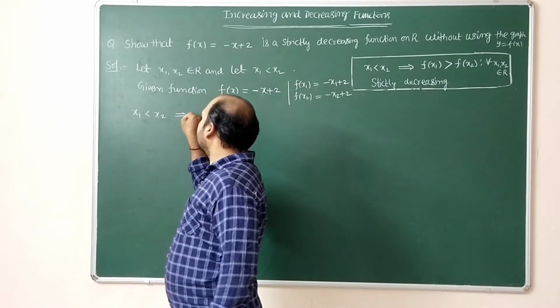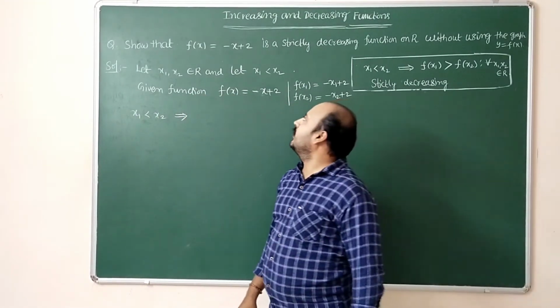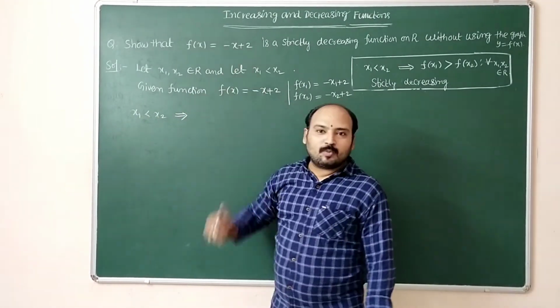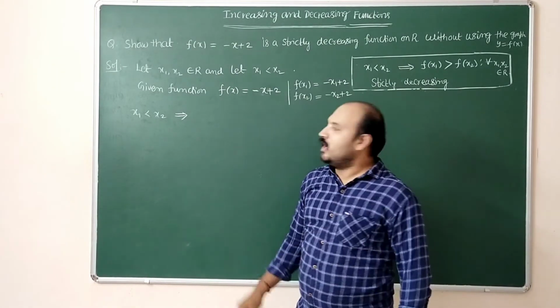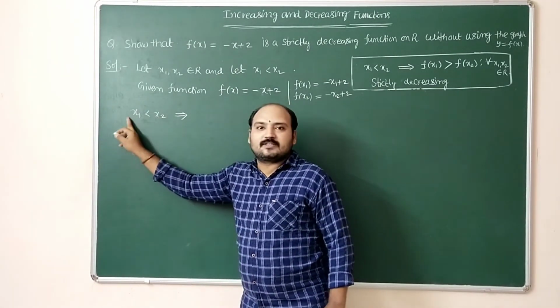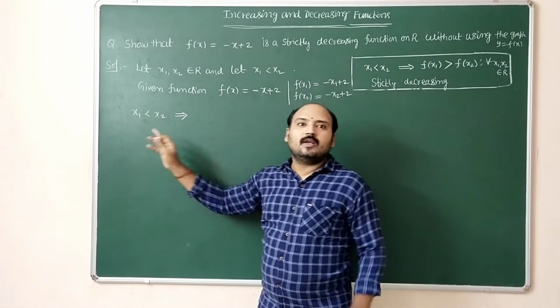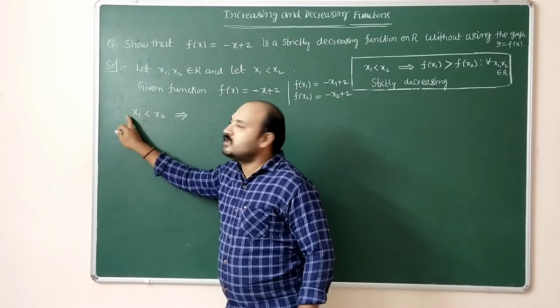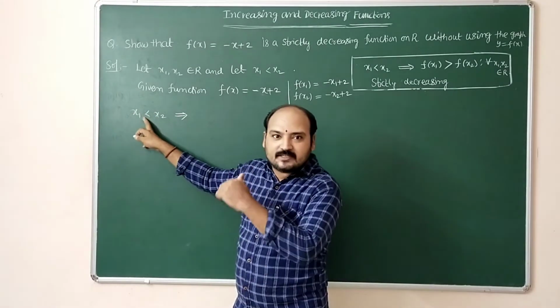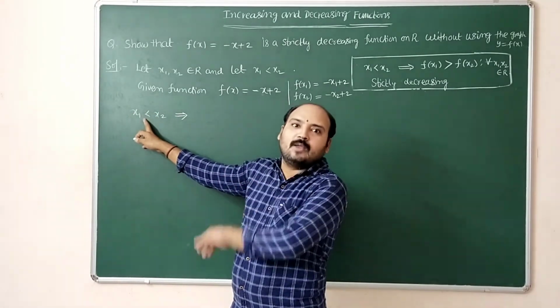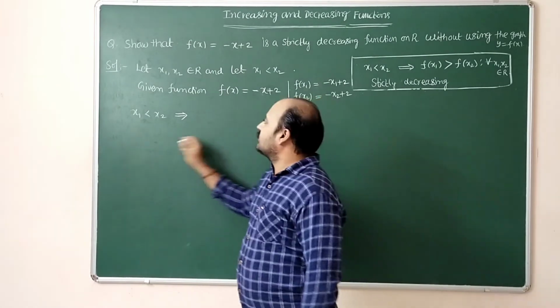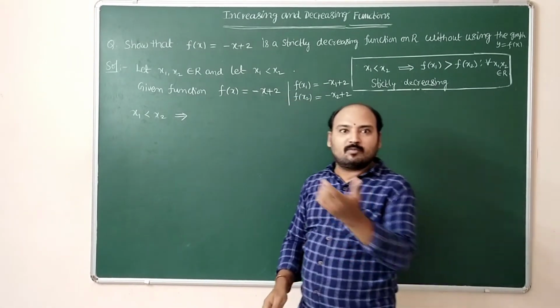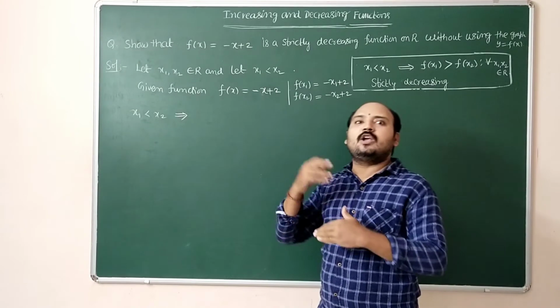That implies, observe carefully, x coefficient is how much? Minus 1 is there. If you multiply on both sides of the inequality, the inequality sign will change. So multiplying on both sides by minus, here the inequality is less than, no? It will automatically become greater than. So whenever you are multiplying by minus on both sides of an inequality, the inequality will change.